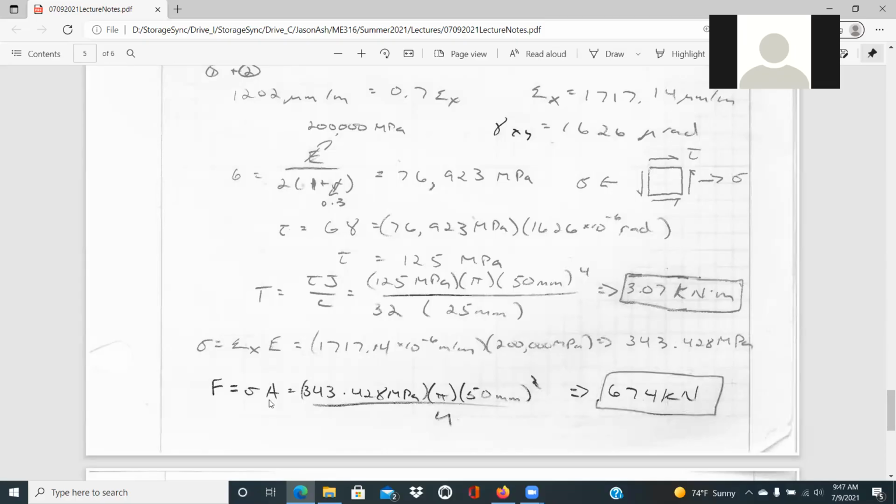And the force then would be sigma times cross-sectional area. So stress times pi times diameter squared over 4. Again, this would have come out in terms of newtons. And so it'd be 674,000 newtons. And then I simplified it down to 674 kilonewtons.